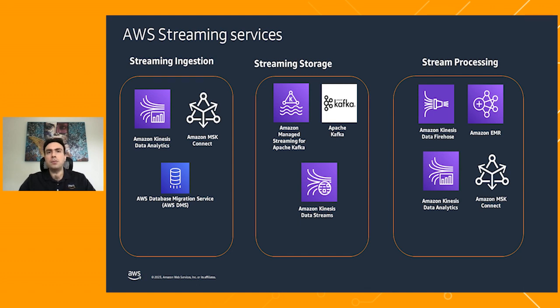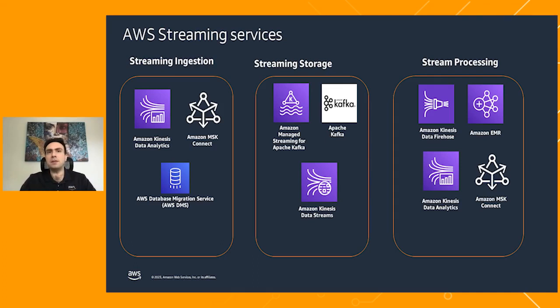Data streaming mainly has three phases. In the first phase, streaming ingestion requires a service that ingests the data from multiple sources. For that, customers can use Amazon Kinesis Data Analytics or Amazon Kinesis Data Analytics for Apache Flink, Amazon MSK Connect, or AWS Database Migration Service, or AWS DMS. These services help you to collect data from multiple sources and ingest them into a streaming storage.